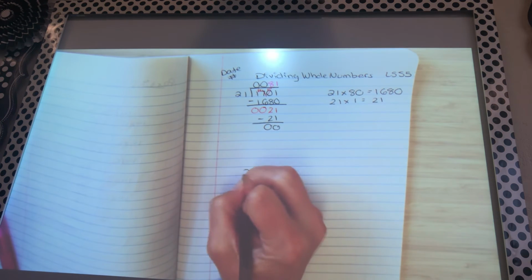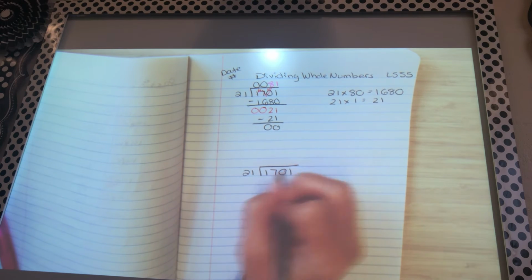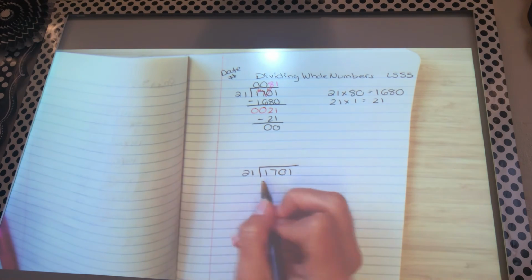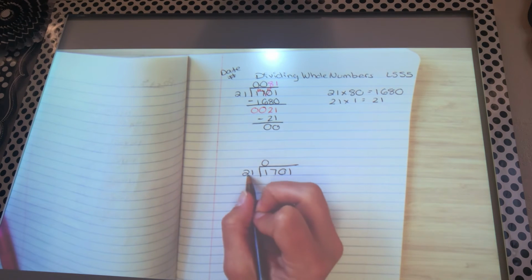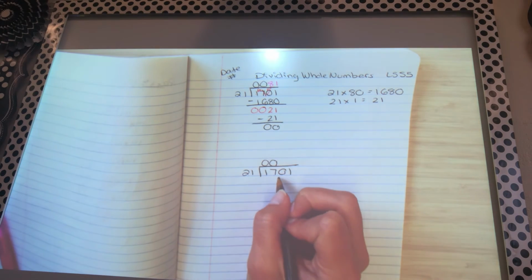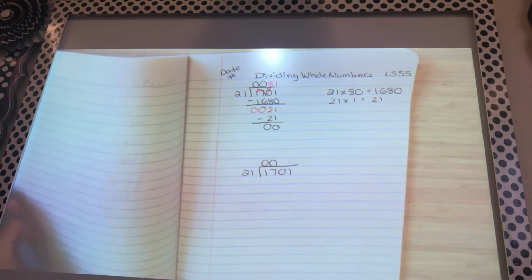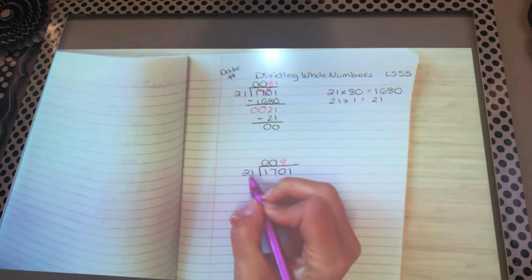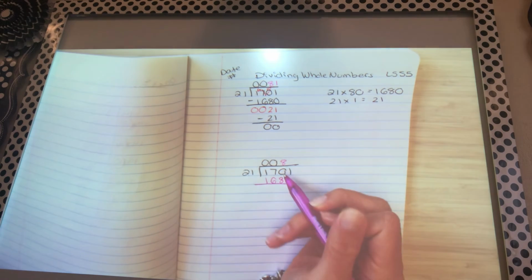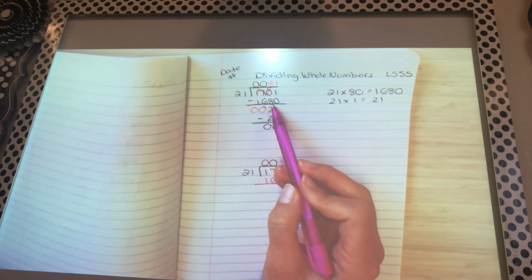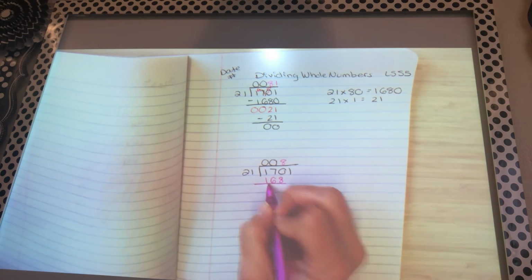Your parents, or even myself, have probably shown you that you could do it this way too. I would say to myself, 1 is not divisible by 21, so that's 0. 17 is not divisible by 21. And then 170, well yeah, that I can do, and that would be times 8. When I do 21 times 8, I get 168. And remember, that 8 is representing the tens. That's why I wrote 1,680 up here. So 21 times 8 equals 168.